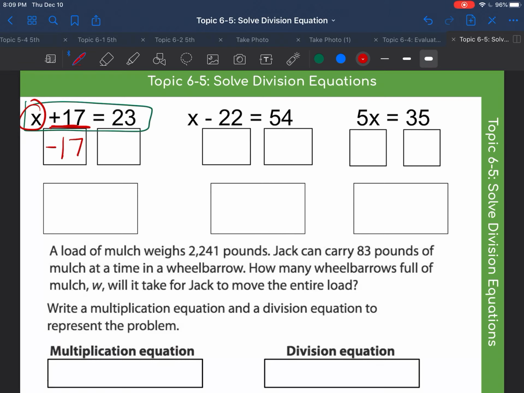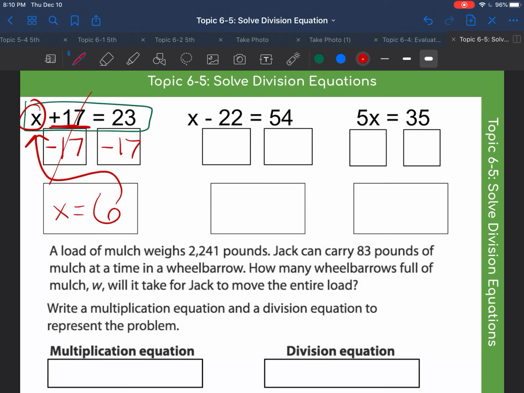Okay. And whatever you do to one side, and this cancels it out, 17 minus 17 is 0, you do to the other. Okay. And your final answer would be 23 minus 17, which is 6. So X equals 6. And again, we can check by just plugging 6 in for X. 6 plus 17 does in fact equal 23.